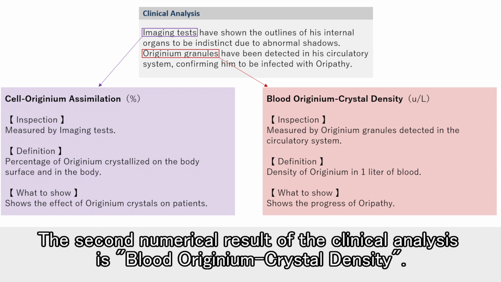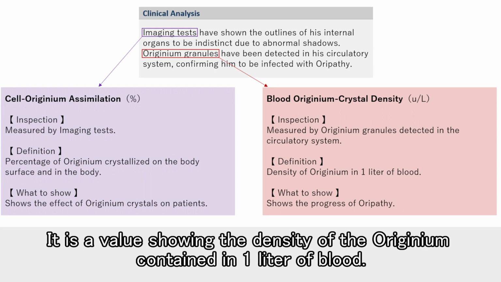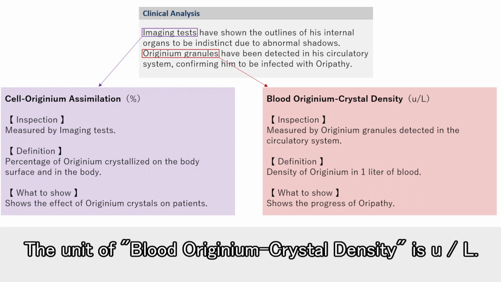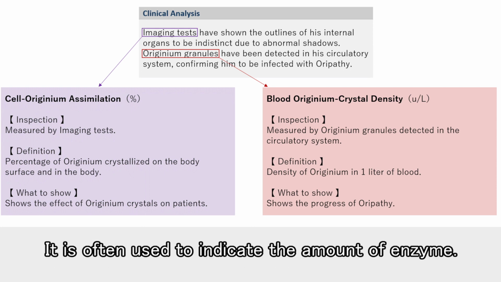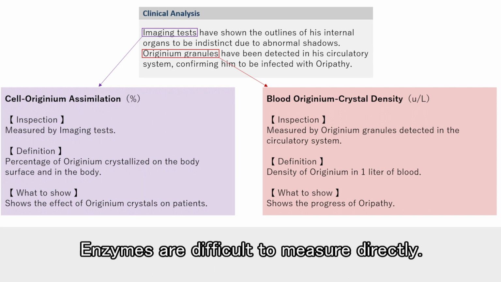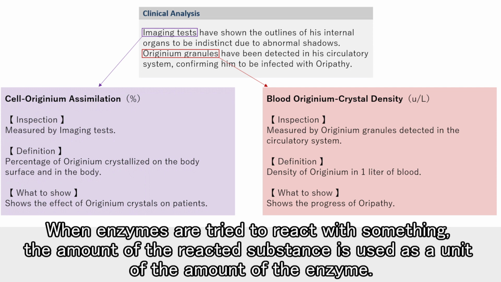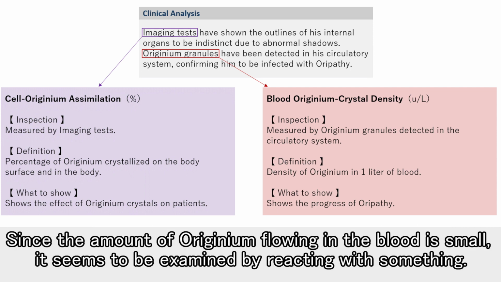The second numerical result of the clinical analysis is blood Originium-Crystal density. It is a value showing the density of the Originium contained in 1 liter of blood. The unit of blood Originium-Crystal density is U per L. It means unit per liter, and is sometimes found in the results of medical examinations in the real world. It is often used to indicate the amount of enzyme. Enzymes are difficult to measure directly. When enzymes are made to react with something, the amount of the reacted substance is used as a unit of the amount of the enzyme. Since the amount of Originium flowing in the blood is small, it seems to be examined by reacting with something.